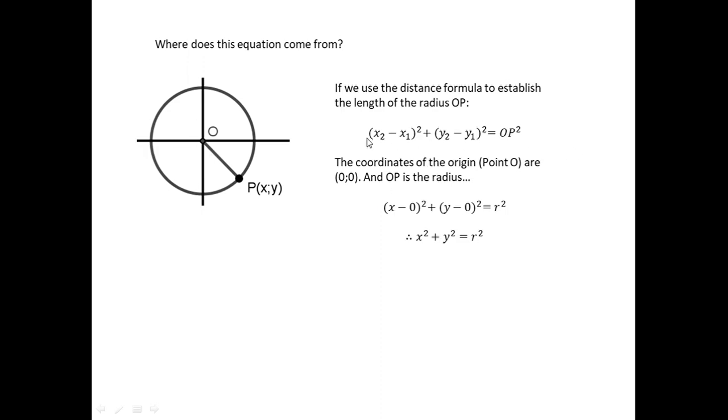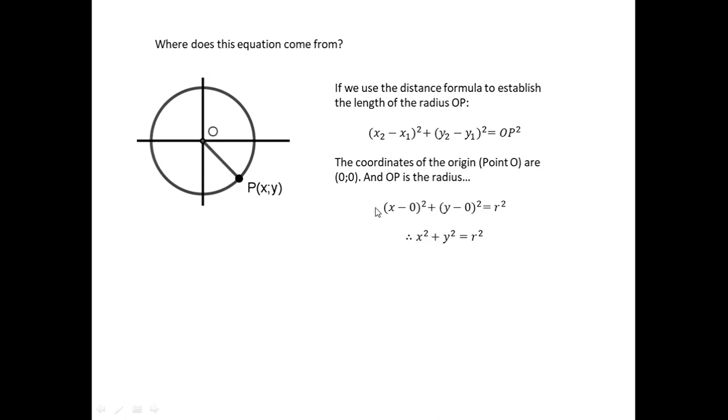Well, here's a circle with its center at the origin and a point P on the circumference. If we wanted to work out the length of the radius, in other words, the length of OP, we would have to use the distance formula, which looks like this. But now when I substitute in the coordinates of P and the coordinates of the origin into my distance formula, I get this, because the coordinates of P are x and y, there they are, and the coordinates of the origin are 0 and 0.